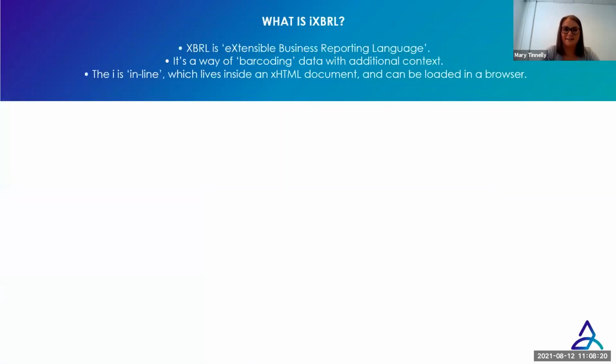So what is iXBRL? XBRL is Extensible Business Reporting Language. And essentially it's a way of barcoding data in a report with additional context. The I in iXBRL lives inside the XHTML document, and it means that the report can be loaded in a web browser. So an XBRL report can be read by machine, an iXBRL report can be read by machine and can be loaded in a web browser so a human eye can read it.